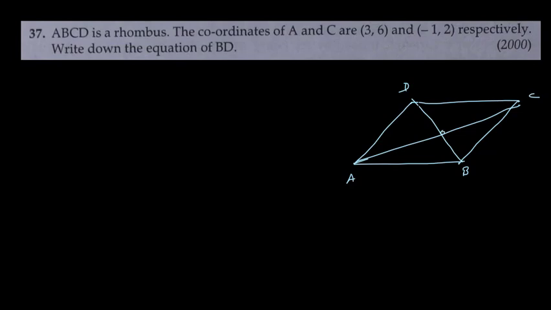So this point M is going to be the midpoint of AC and midpoint of BD, and also the angle between this AC and BD is 90 degrees. So they are perpendicular bisectors of each other. As you have done question number 36, in the same way you have to do question number 37.